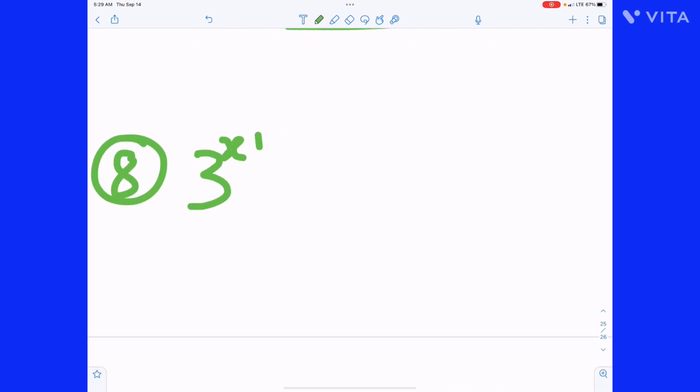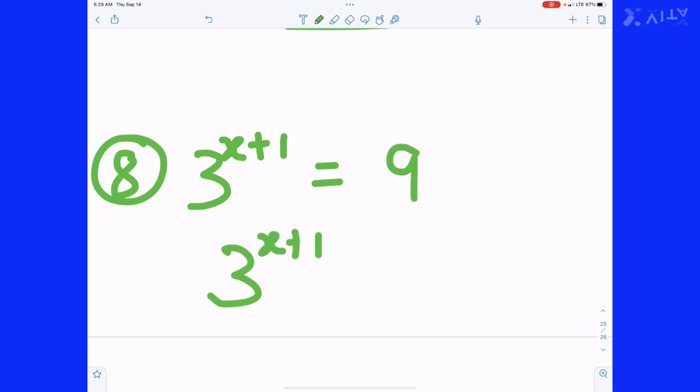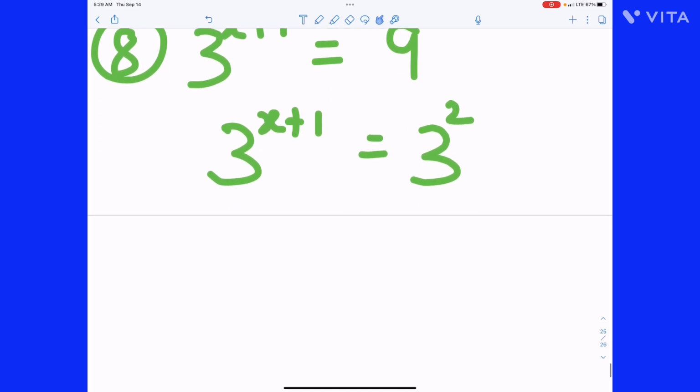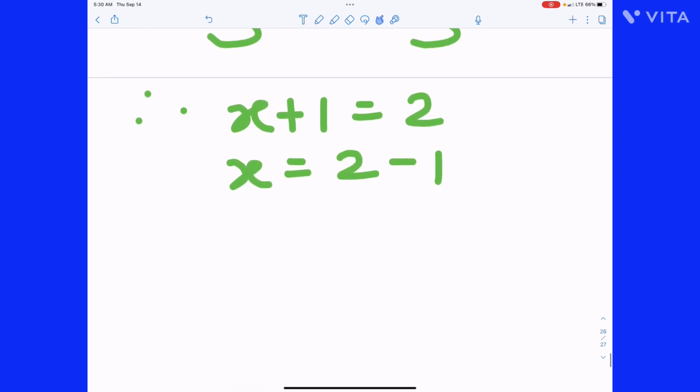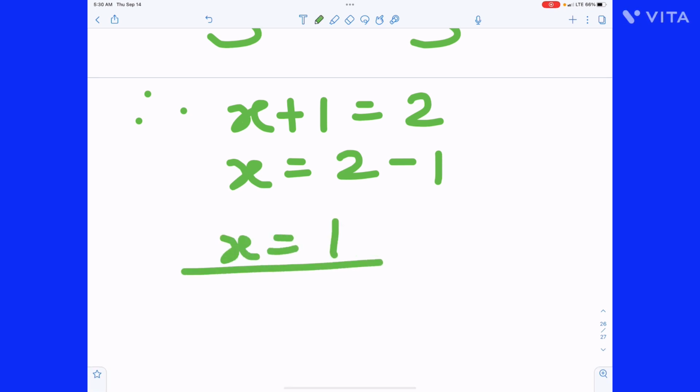3 raised to the power x plus 1 is equal to 9. This is pretty easy. Just write 9 in base 3 as 3 squared. You understand? You now equate powers. Here, you have seen that the bases are the same, 3, 3. So you can equate the powers now. If you equate the powers, x plus 1 on the left will be equal to 2. So x will be 2 minus 1. And that gives x is equal to 1.